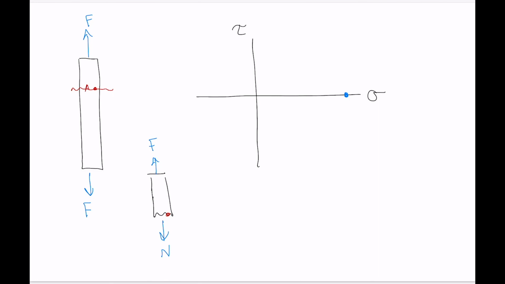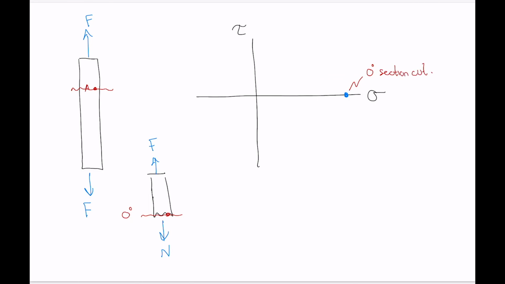So we've got a point on our graph here, somewhere there, with only normal stress, no shear stress. Now, because this was a section cut in the normal horizontal orientation, let's label that as the 0 degree section cut.